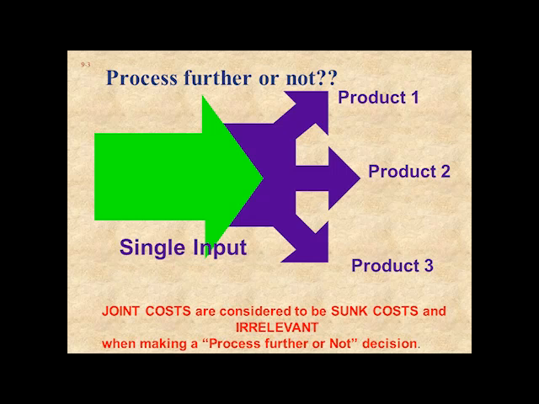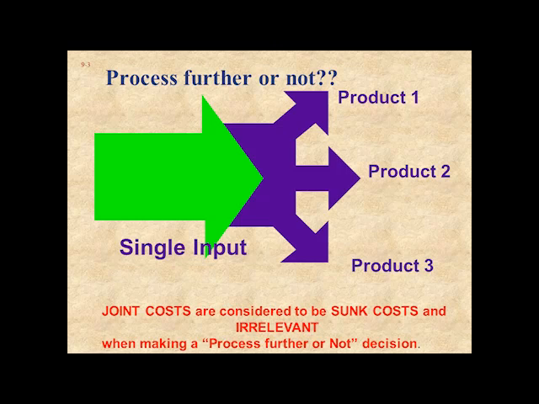Certain products, again, they could be sold at the split point or they could be processed further, and there has to be some kind of decision rule for how we determine if a product has that option. It can be sold at split or processed further and sold. What is the decision rule for whether we should process further or not? Well, what we have to immediately recognize is that these joint costs that you see in this single process, these are what we would call irrelevant costs because they're sunk costs.